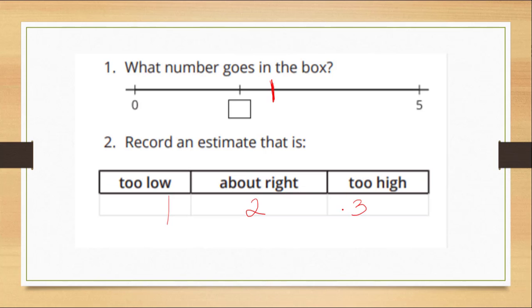So I know that half of my 5 is going to be about 2.5. So that makes our estimates correct because we know that the 2 low for our box, the 1, that's going to be 2 low. About right for the box would be about 2 because the 2.5 would be here and the 2 high would be 3.